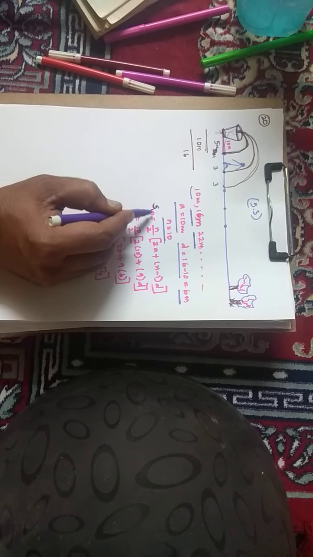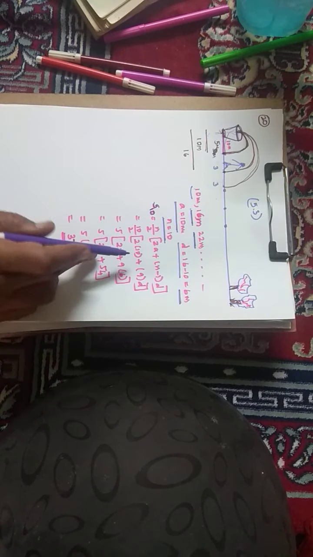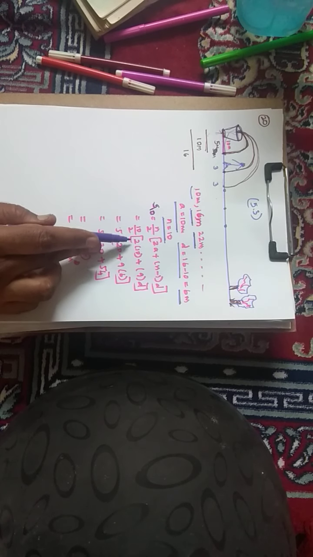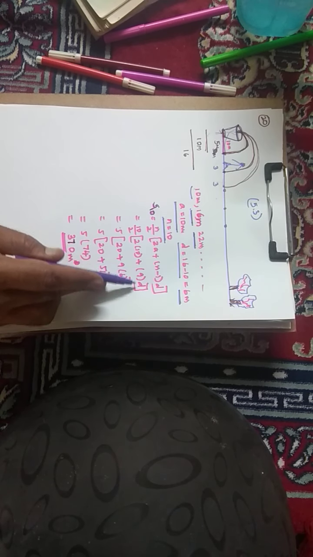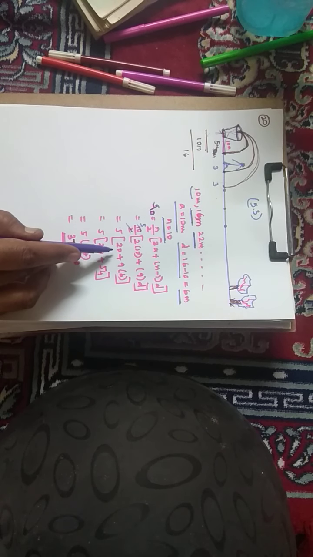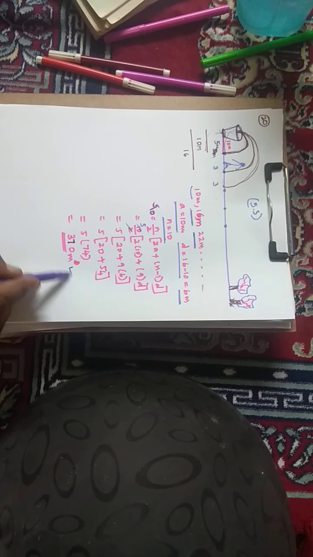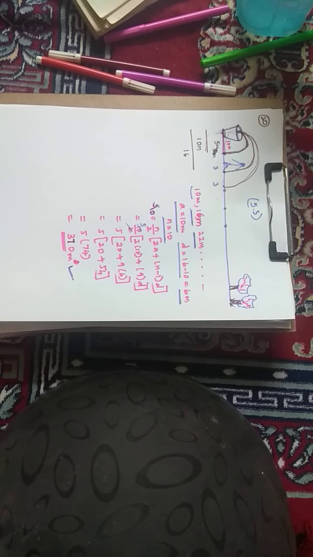S10 is equal to 10 by 2 of (2A plus (N minus 1) into D). Here I substituted N equal to 10, 2 into A is equal to 20, and 9 into D. So this is 5 into (20 plus 10 into 9 into 6, that is 54), and if you calculate, this is 360 meters you want to travel to collect those potatoes. If you have not understood, you can ask this question in your WhatsApp. You will get your doubts cleared.